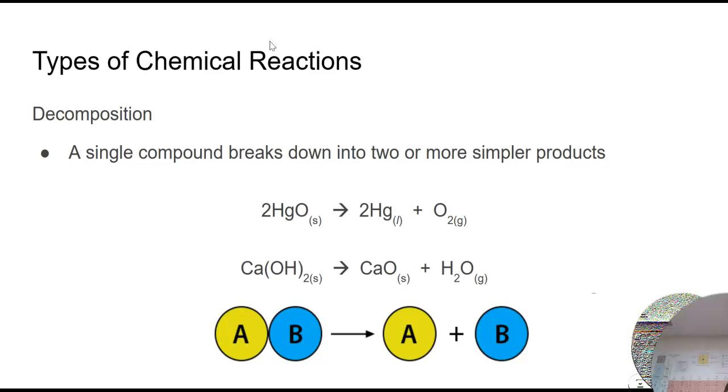Here's one example: two mercury oxides becoming two mercury metals and an oxygen, essentially, or calcium hydroxide breaking into calcium oxide and H2O. Anytime we have one thing on the left and then two on the right, we're going to have a decomposition reaction. I'll just mention that decomposition is very common when it comes to things that are rotting or deteriorating over time. A lot of that is decomposition reactions.